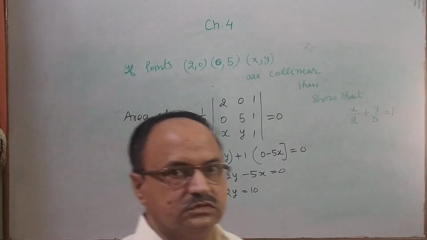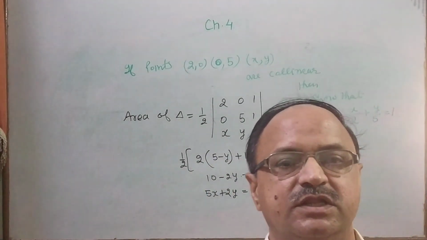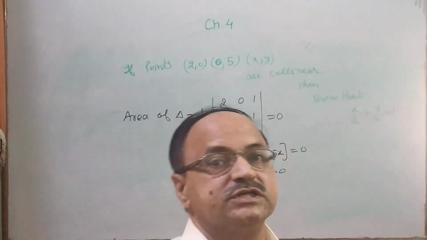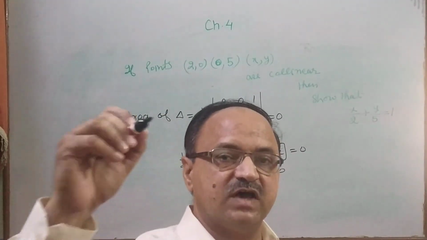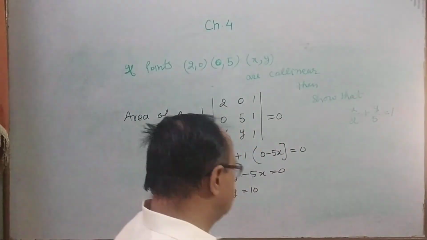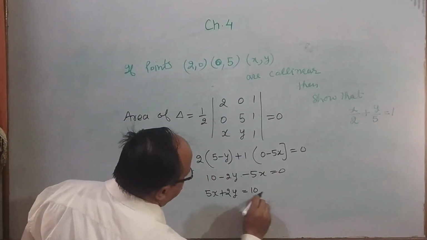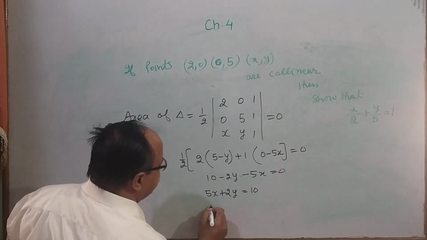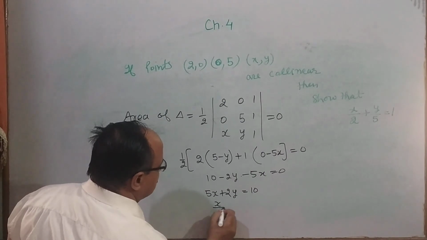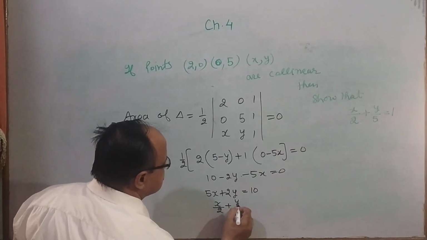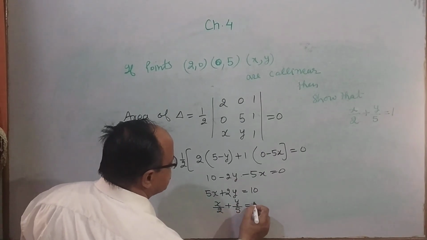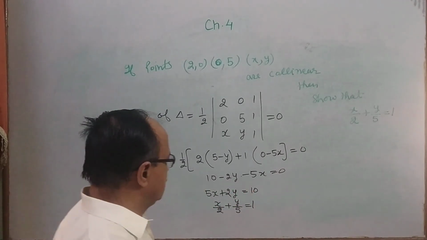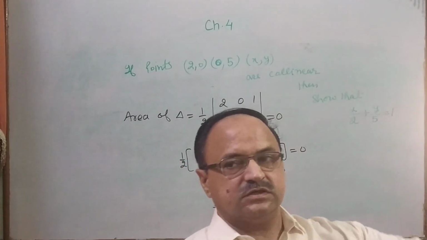Now can you convert the equation in the form of intercept form? Intercept form, you know, x by a plus y by b is equal to 1. So now dividing both sides by 10, you will get x by 2 plus y by 5 is equal to 1. This is your answer, correct?